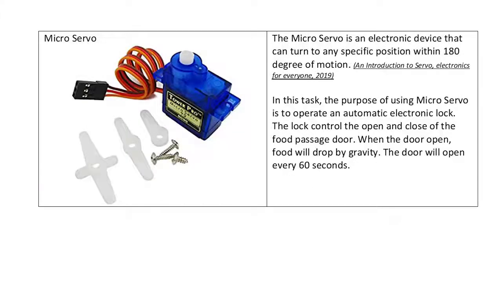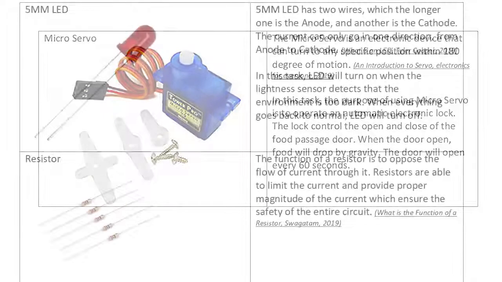This is the output component microservo. A microservo is an electronic device that can turn to any specific position within 180 degrees. In this task, the purpose of using the microservo is to operate an automatic electronic lock. The lock controls the opening and closing of the food passage door. When the door opens, food will drop by gravity. The door will open every 60 seconds.